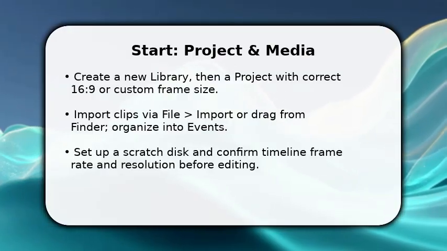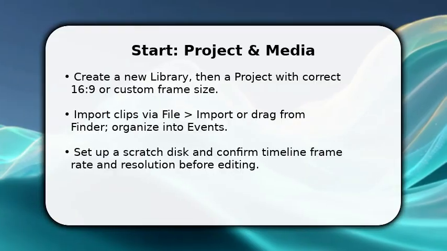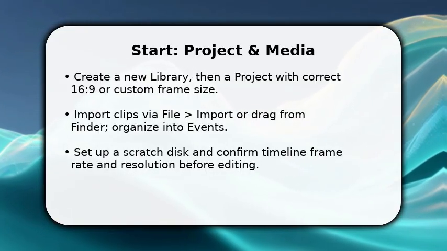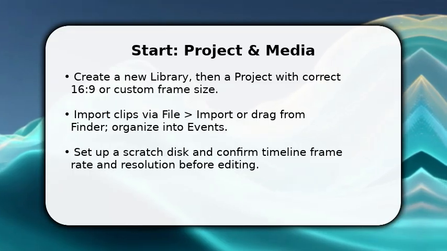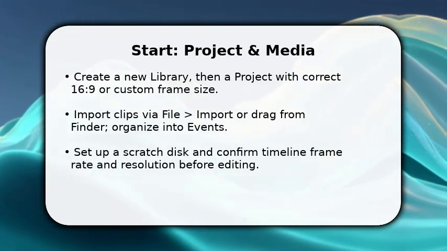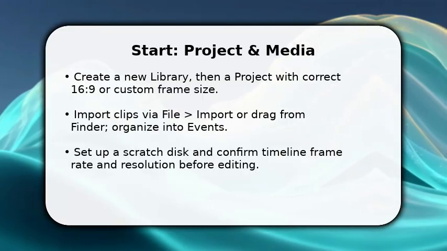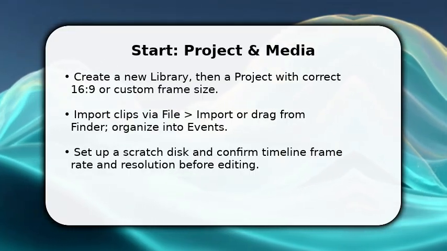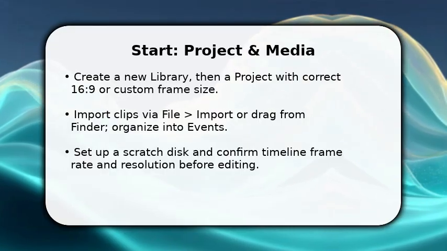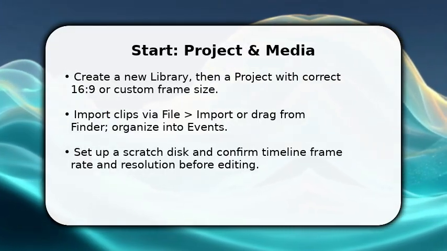You begin by creating a library and a project so Final Cut Pro knows where to save everything. Import your source clips now by dragging from Finder or using File Import, then group them in events to stay organized. Make sure the project frame rate and resolution match your intended export, since changing later forces re-rendering.